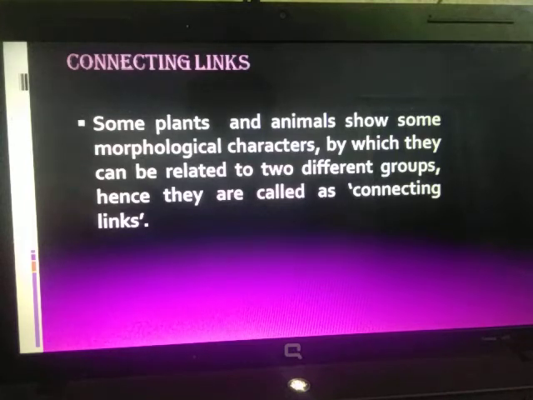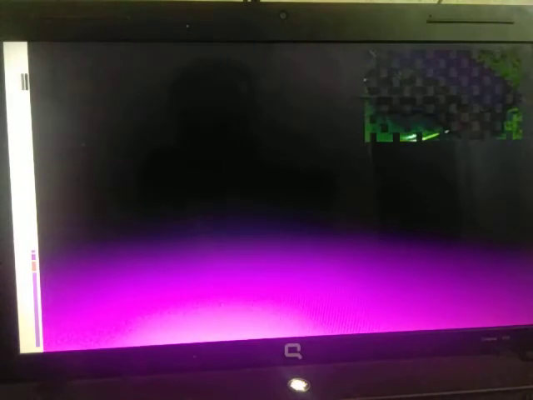two different groups. Fine. And so it's like they are in the middle, and they come from two different groups, or they are having characters similar to two different groups, so they can be considered as connecting link between one and the other. Fine. So now let us see some of the examples to illustrate this. So this is a picture of a peripatus.